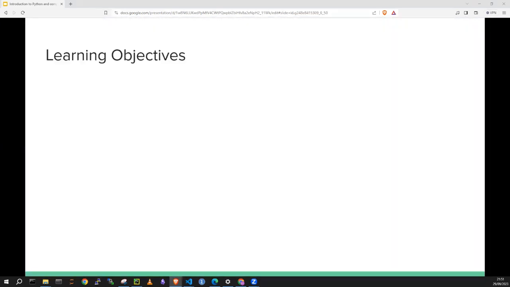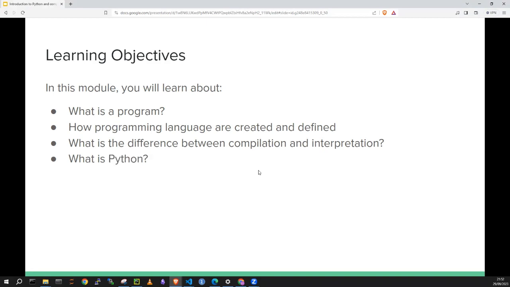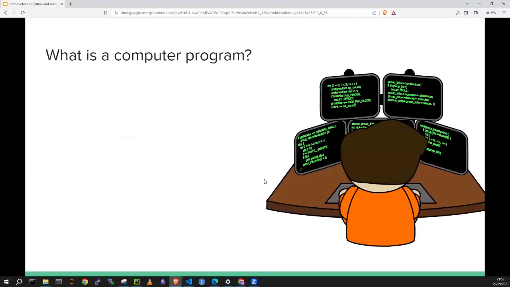Today we are going to learn about what computer programming is. We're going to understand what we mean when we say "program", how the program executes, how the computer executes the program, and how you write programs. We're going to learn about programming languages, how they were created, and how they are defined. We're also going to learn the difference between a compiled and an interpreted language, what Python is, and then what makes Python different from other languages.